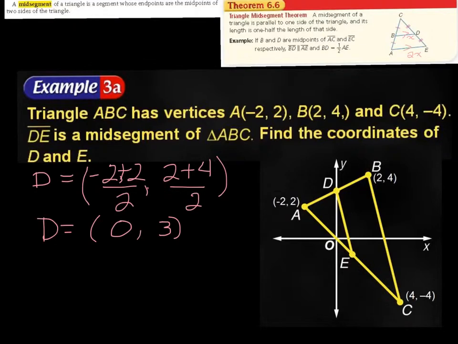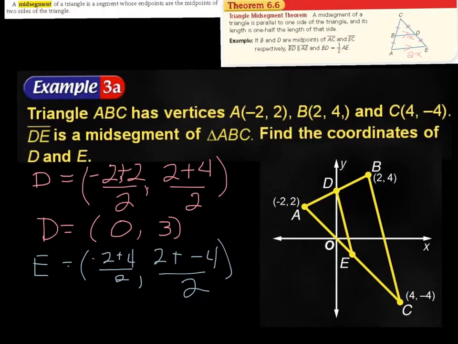And now for E, same thing. So the x parts of our points, -2 and 4, add them together, divide by 2. And then the y parts of our points, 2 and -4, add them together, divide by 2. So -2 plus 4 is 2, divided by 2 is 1. And 2 plus -4 is -2, divided by 2 is -1.